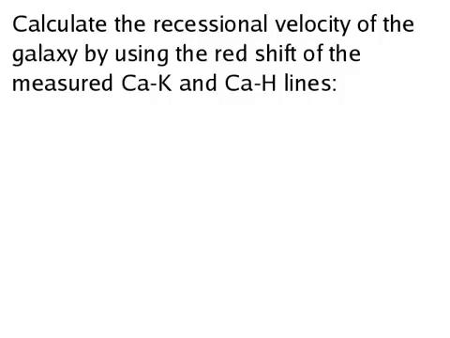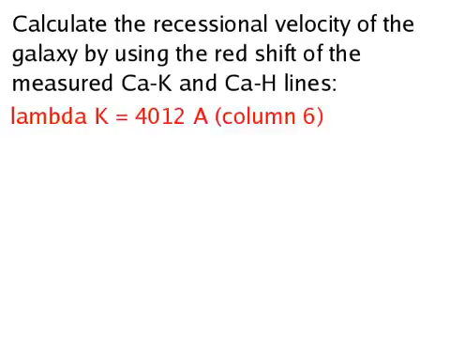Okay. So actually, let me put it right here. So we have lambda K was 4012 angstrom. Okay, and now I can write in parentheses that it goes into column 6, and everybody will be able to actually read it. And lambda H, which was 4047 angstrom, goes into column 7.